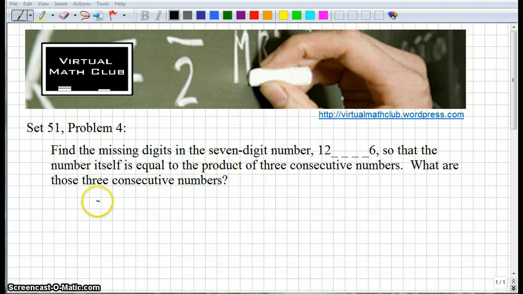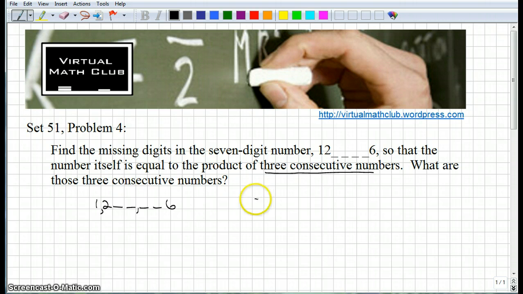And we're also asked to find what those 3 consecutive numbers are. So let's write this out. I'm going to put some commas in here: 1, 2, blank, blank, blank, blank, 6. We have 4 blanks, so if I put commas in, you can see that it's over 1,000,000. And it's the product of 3 consecutive numbers. So let's try and narrow down the possibilities for these 3 consecutive numbers.